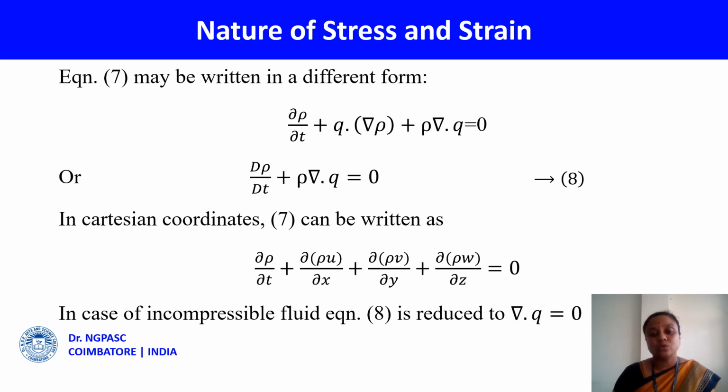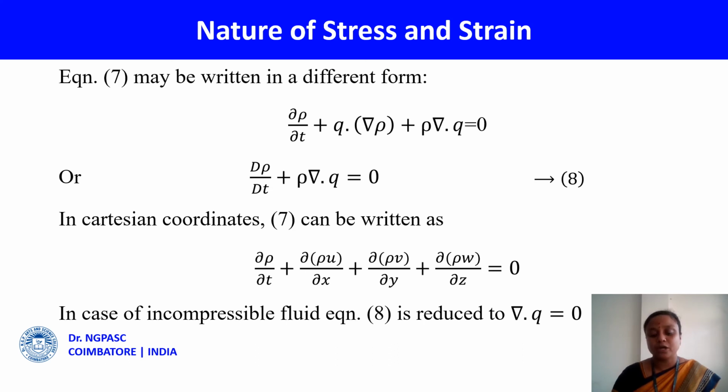We have obtained equation 7 in Cartesian coordinates as dou rho by dou t plus dou of rho u by dou x plus dou of rho v by dou y plus dou of rho w by dou z, which is equal to 0. For an incompressible fluid, the density is constant, so the continuity equation becomes del dot q equal to 0. In Cartesian coordinates, we may write that as dou u by dou x plus dou v by dou y plus dou w by dou z, which is equal to 0.